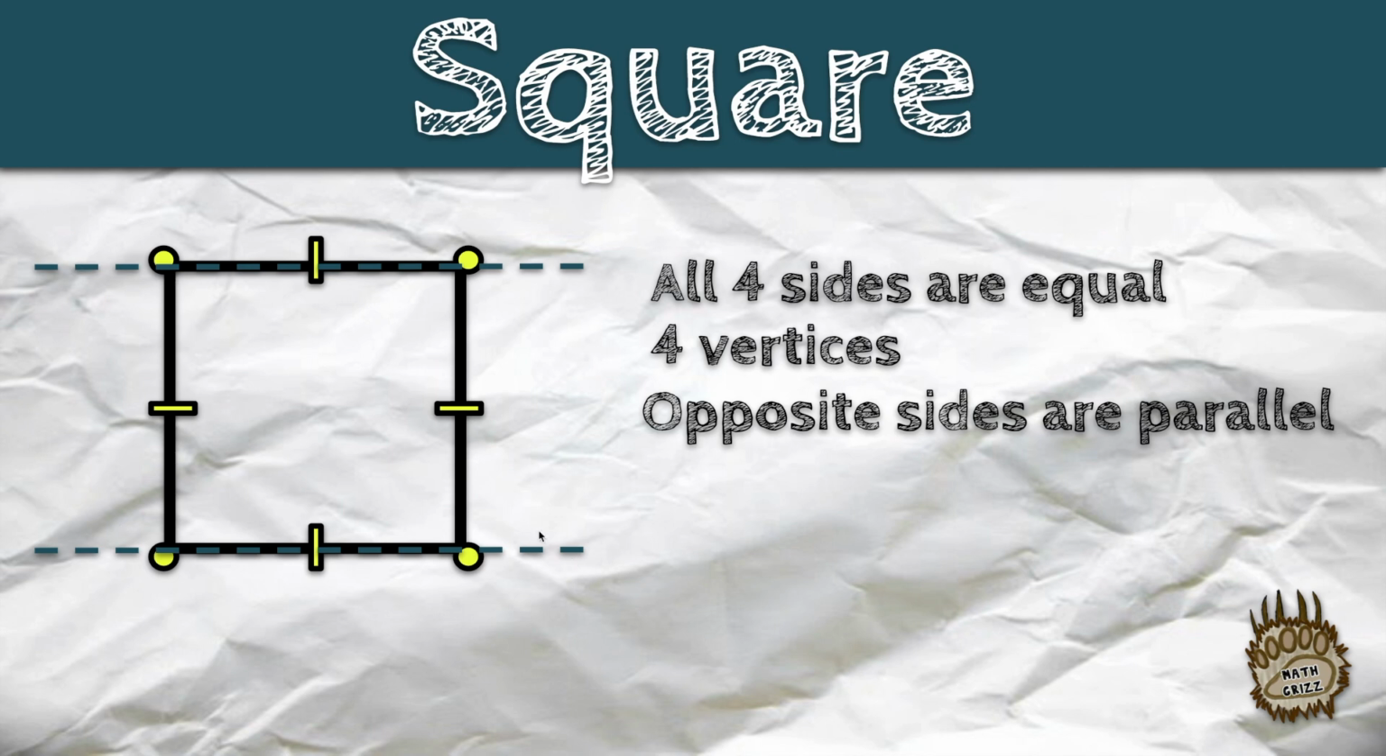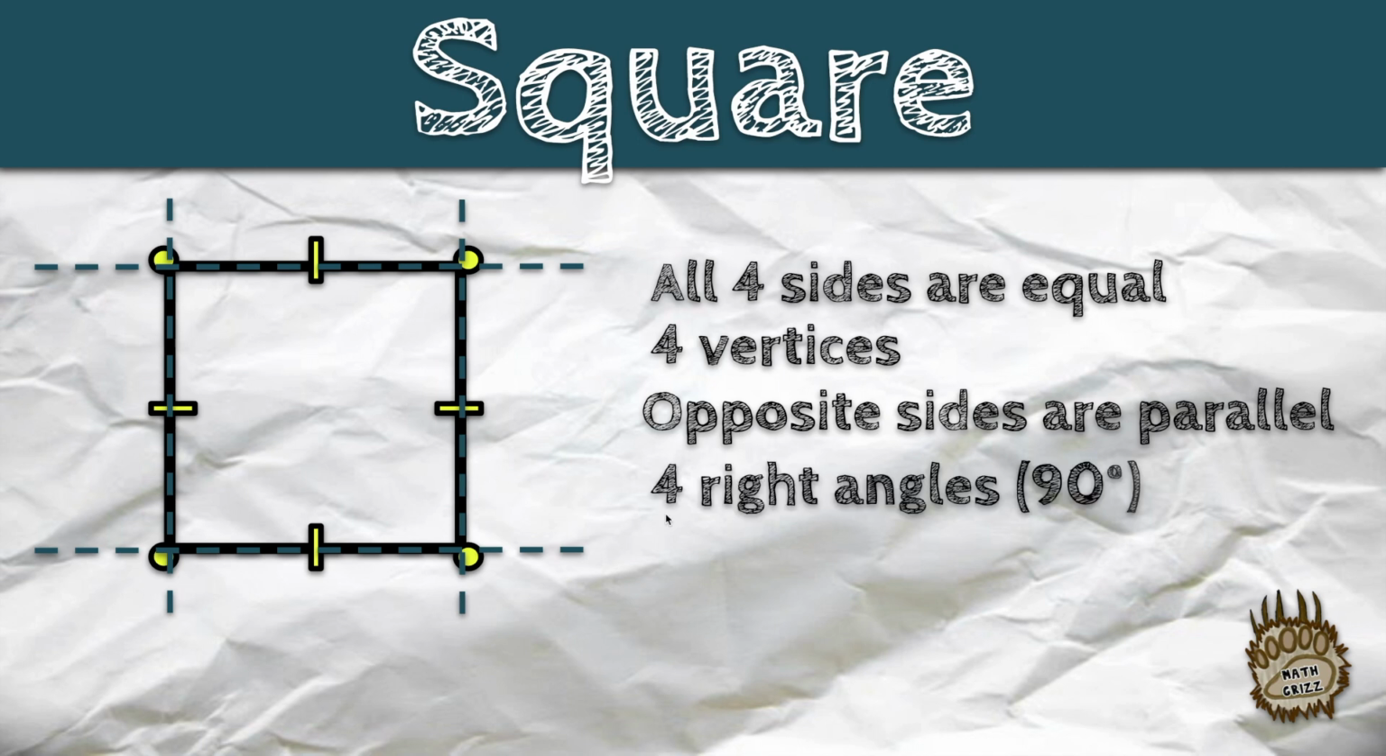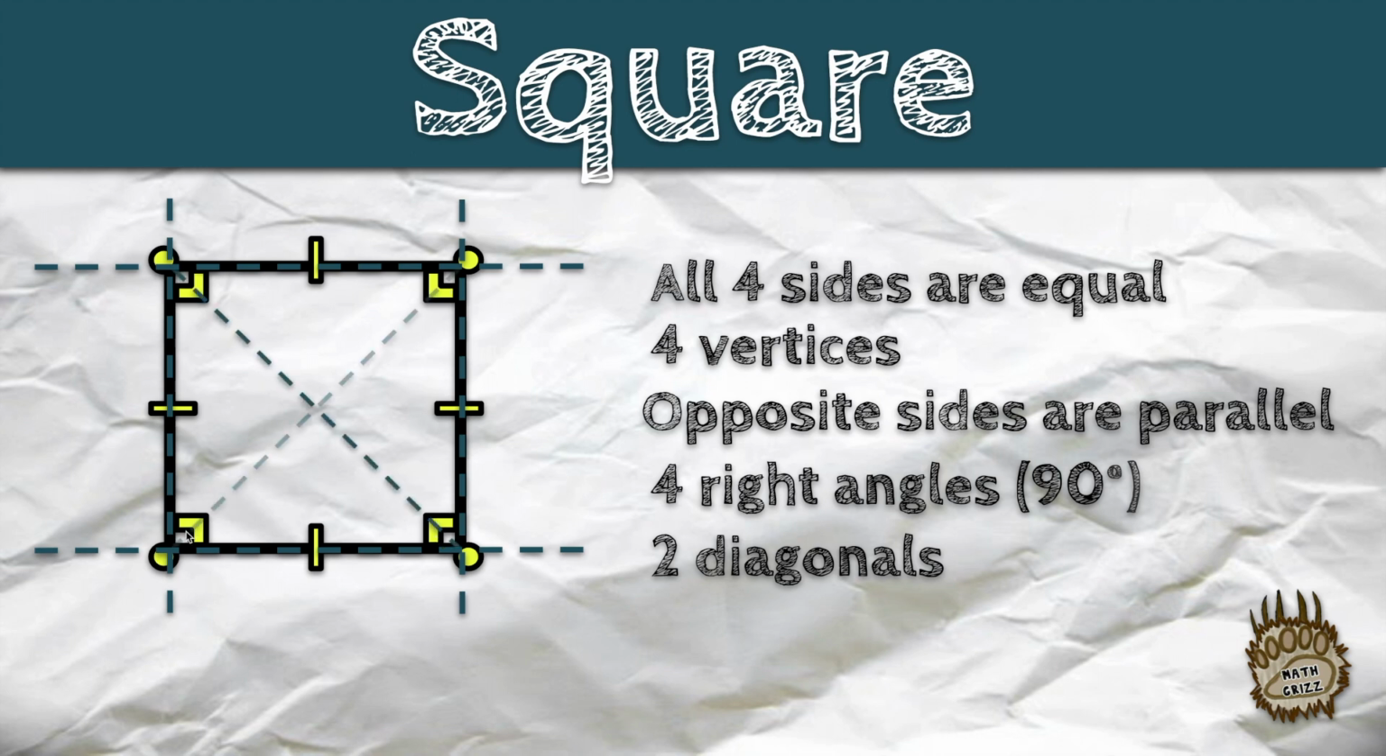But it's not just these two. This side and this side are also parallel, because if these sides were to go on forever, they would never intersect. That means that they are parallel. Another way to classify a square is that they have four right angles, which are 90 degrees each. So here we have a 90-degree angle, another 90-degree angle, another one, and another one. So all four angles are right angles. Lastly, squares have two diagonals. So here we have the first diagonal and the second diagonal.